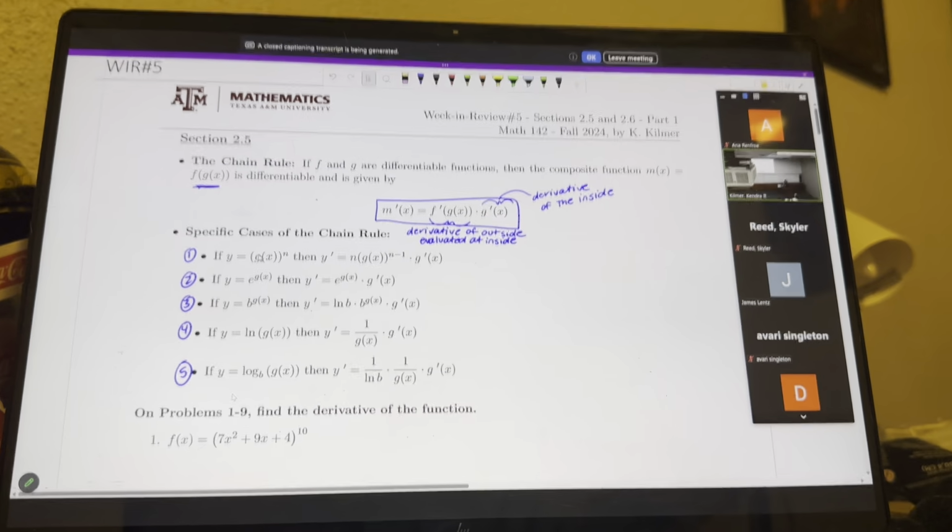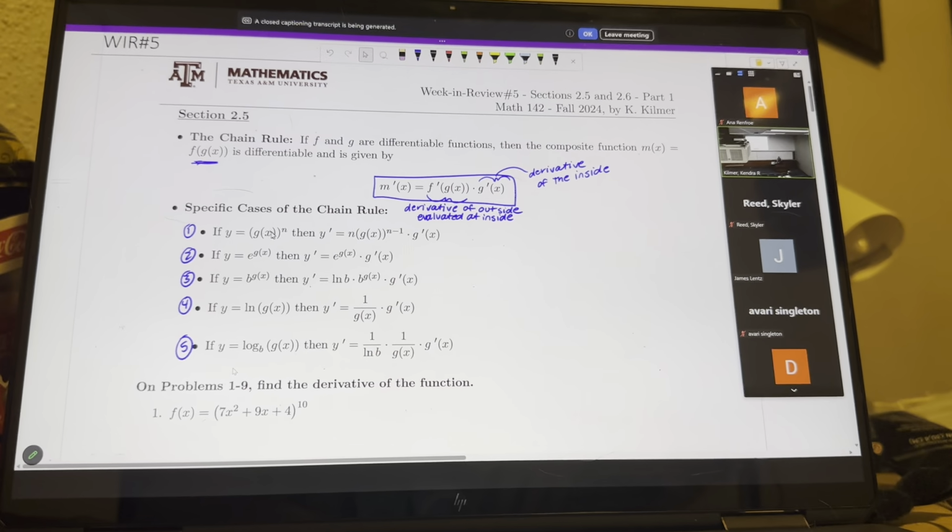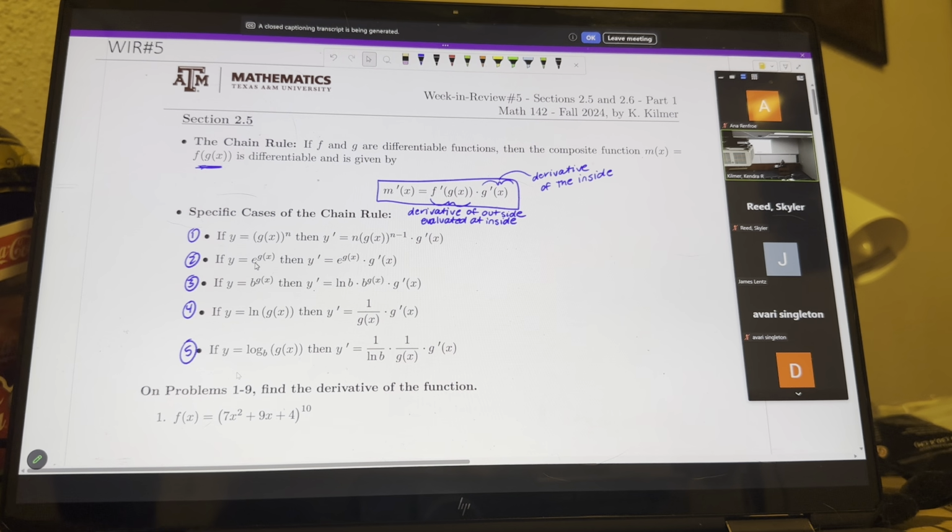Rule with a power function, where that power function is my outer function. Second case tells us how to find the derivative of e to a function. Well, last week we talked about how to find the derivative of e to the x. The derivative of e to the x is just e to the x, right? And so to combine that with the chain rule to find the derivative of e to a function of x, we have to do the derivative of the outside evaluated at the inside, so e to the g of x, times the derivative of the inside, g prime of x.